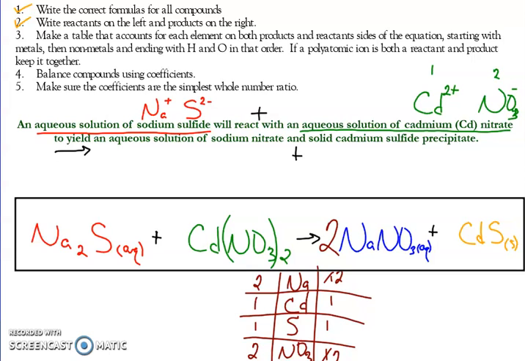Make your table that accounts for them. Start balancing them. Use coefficients. And once you have the coefficients, go back and check. Do I indeed have the simplest whole number ratio? These coefficients are 1, 1, 2, and 1. And so yes, that is the simplest whole number ratio. So this is how you want to go about balancing a chemical equation.